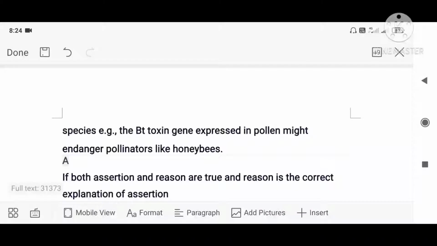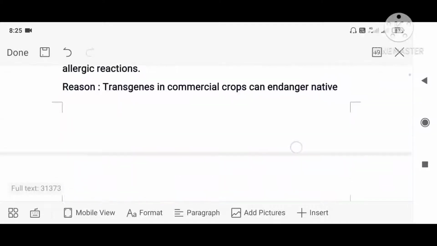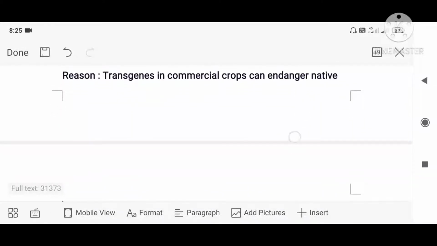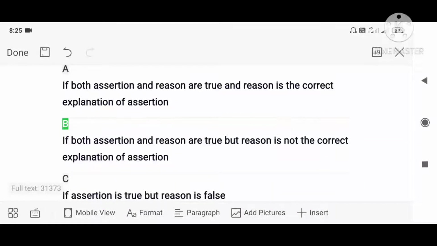Here again, both assertion and reason are true, and the reason is the correct explanation of the assertion. No, you can find both assertion and reason are true. If pollen grains have Bt toxin, it can affect honeybees. But the assertion given is that GM crops affect some of the human population by causing allergic reaction, and the reason is not for humans, it is for honeybees, right.